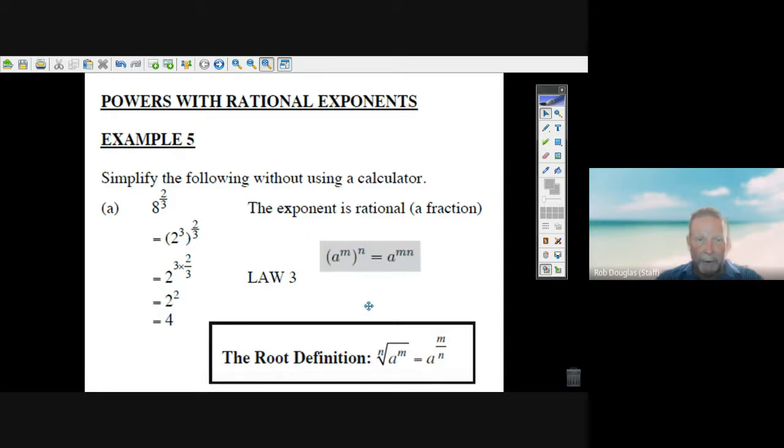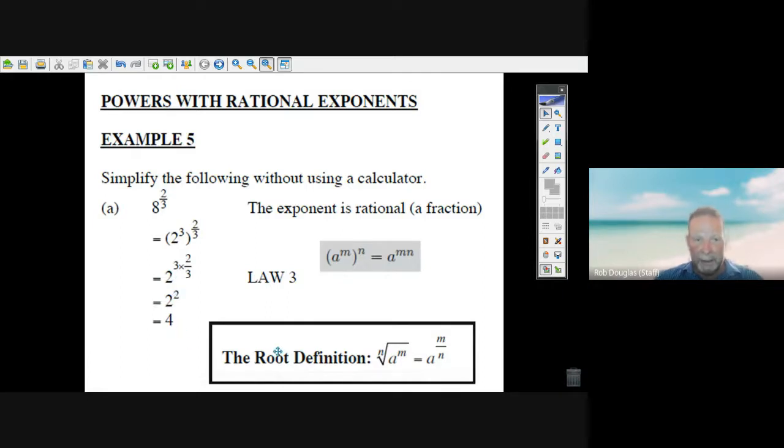That's the rule. Well, if this is 2 to the third power, 3 times 2 over 3, well, we know how fractions work. Multiplying by 3 and dividing by 3, those are operations that cancel each other. So your answer, the 3's cancel. 3 times 2 over 3 is just 2, and 2 squared is 4.